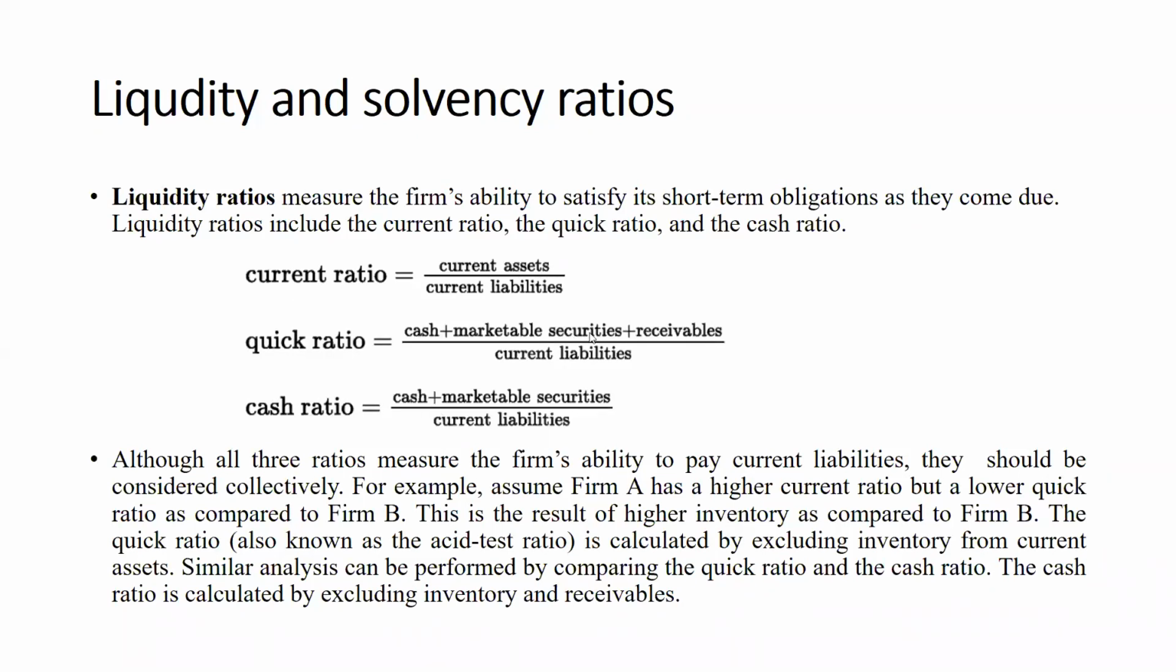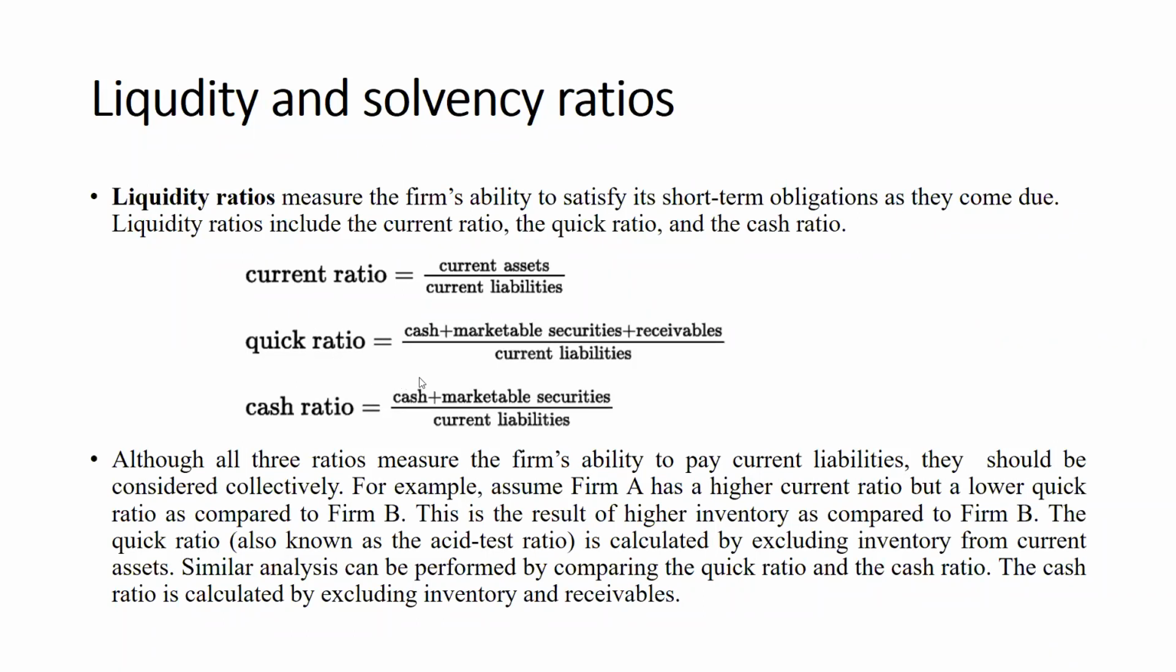Because we know that the current assets include receivables, inventory, and marketable securities. However, when it comes to the quick ratio, you subtract the inventory because you are not sure about the inventory. You are not sure whether the company will be able to resell its inventories at the time when it needs the cash. So that's why they said, let's go with the quick ratio to get a more realistic picture about the liquidity.